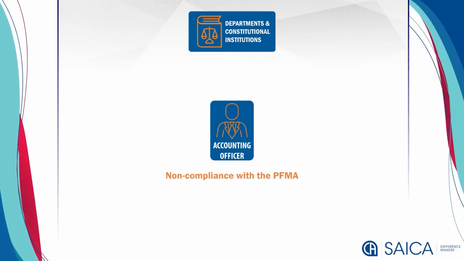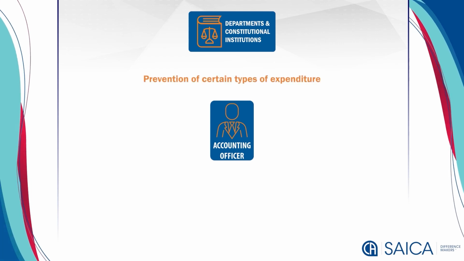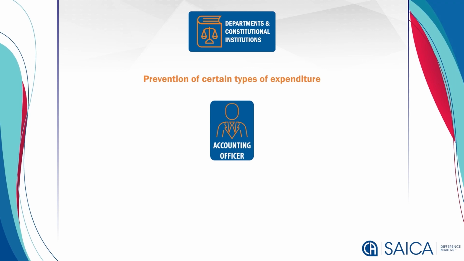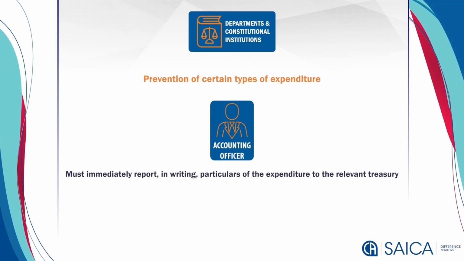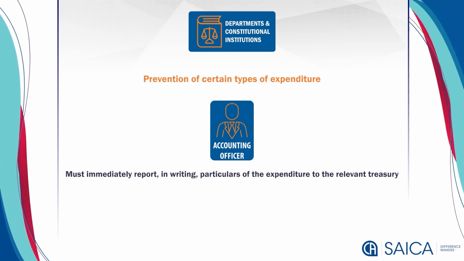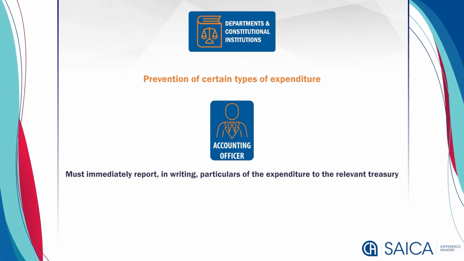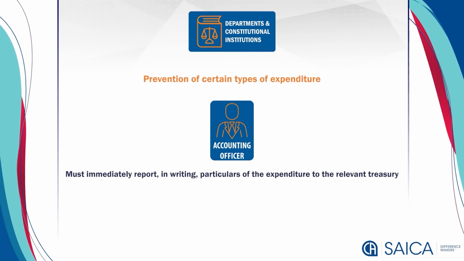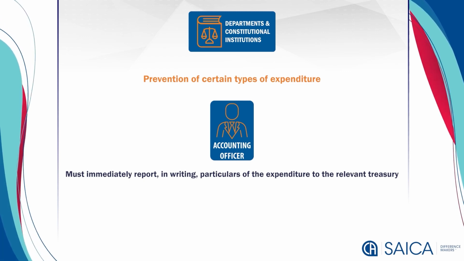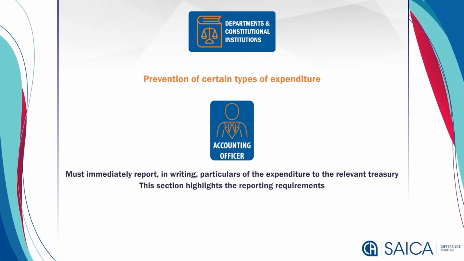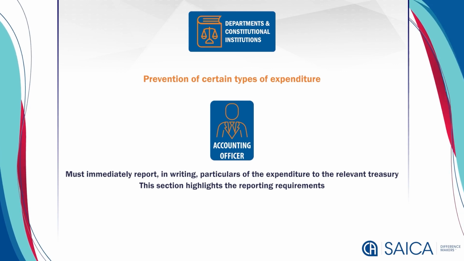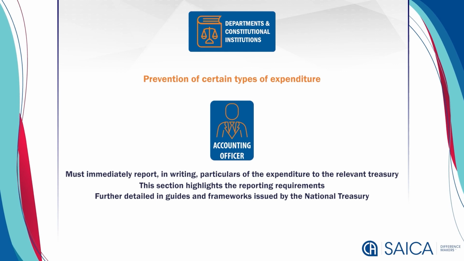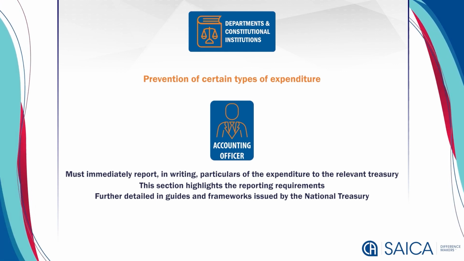The accounting officer, on discovery of any unauthorized, irregular, or fruitless and wasteful expenditure, must immediately report in writing particulars of the expenditure to the relevant treasury, and in the case of irregular expenditure involving the procurement of goods or services, also to the relevant tender board. This section highlights the reporting requirements if such expenditure does occur. This is also further detailed in guides and frameworks issued by the National Treasury.